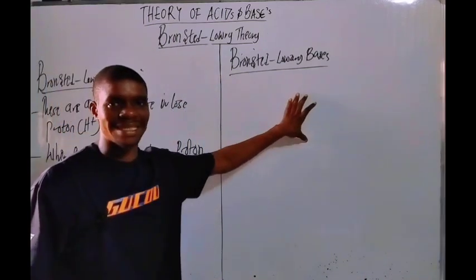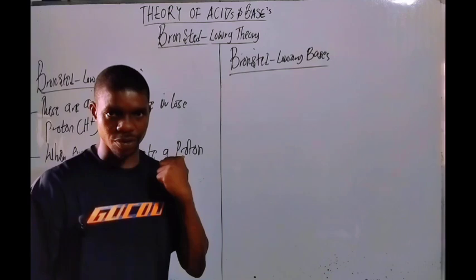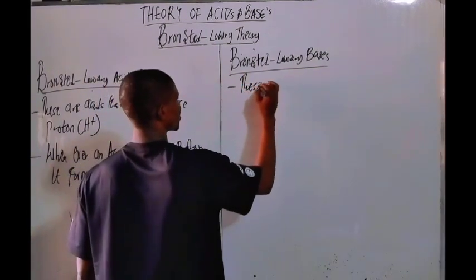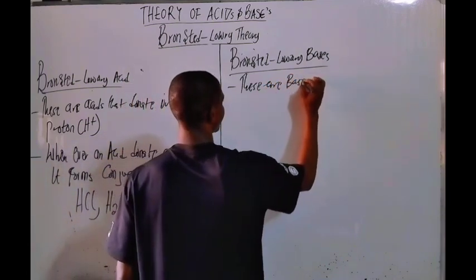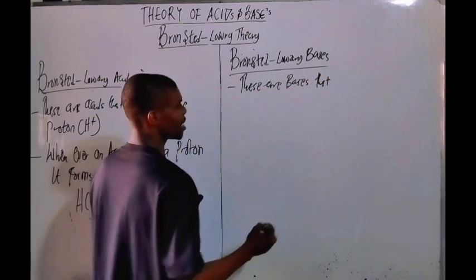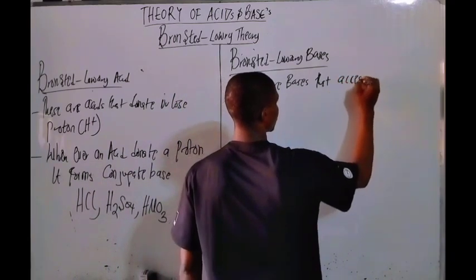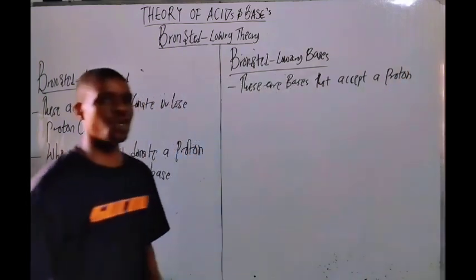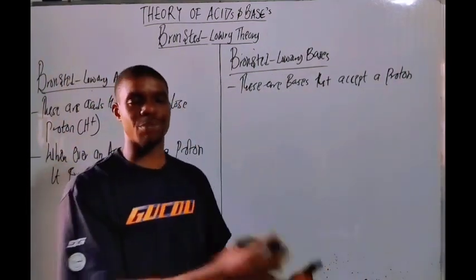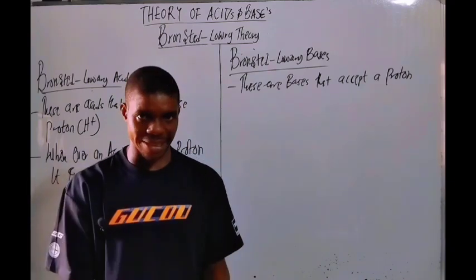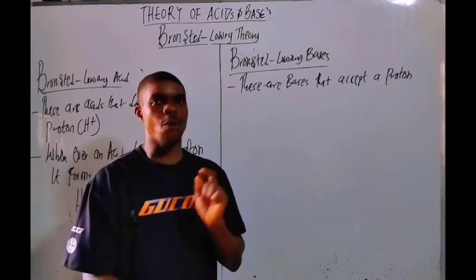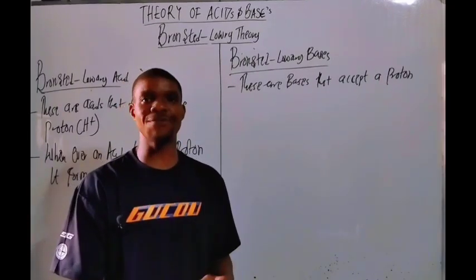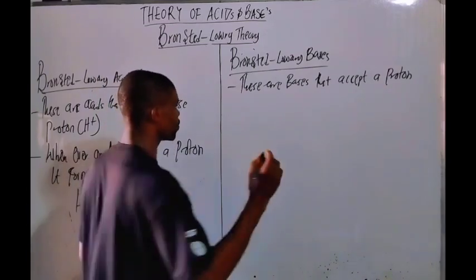Now these are substances that gain a proton, or accept a proton. So these are bases that accept a proton, or that accept protons. So those bases that accept a proton, all those substances that accept a proton, are called Bronsted-Lowry bases. Now, another thing you want to understand here is that whenever a base accepts a proton, do you understand? Whenever a base accepts a proton, it forms a conjugate acid. So this is what you want to put in mind here.